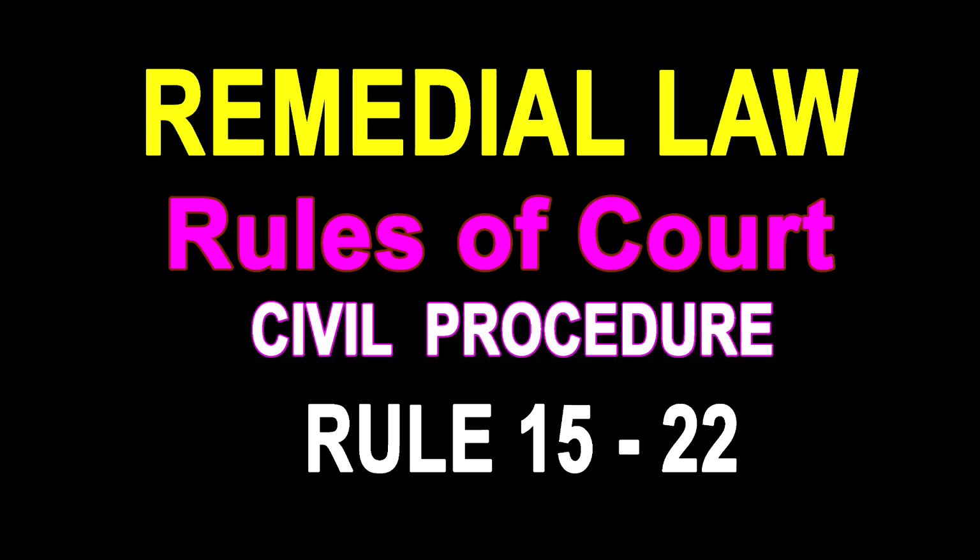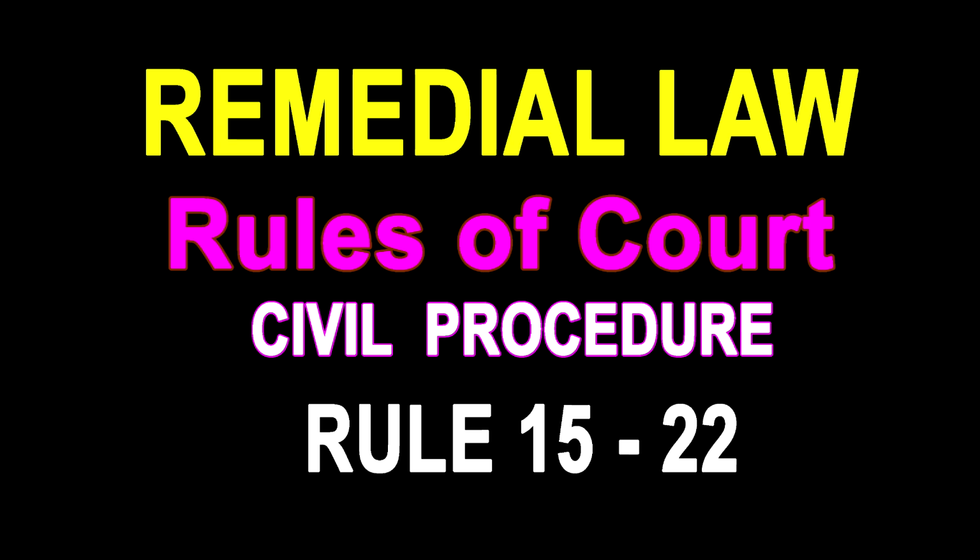D. Motion for the issuance of a writ of execution. E. Motion for the issuance of an alias writ of execution. F. Motion for the issuance of a writ of possession. G. Motion for the issuance of an order directing the sheriff to execute the final certificate of sale, and H. Other similar motions. These motions shall not be set for hearing and shall be resolved by the court within 5 calendar days from receipt thereof.